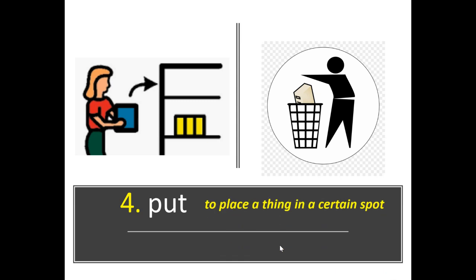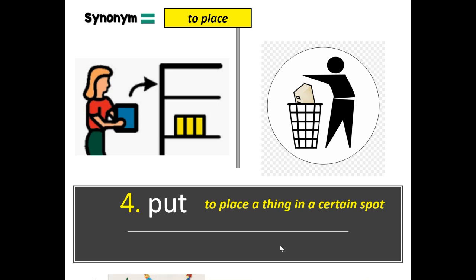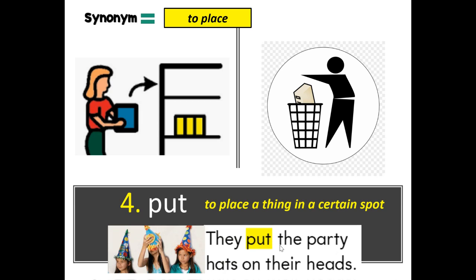Put means to place a thing in a certain spot, put. A synonym or a similar word could be to place. They put the party hats on their heads. So you could also say they placed the party hats on their heads. How do I use it? Please put the glass jar in the sink, or please place the glass jar in the sink. Have you ever forgotten where you put something? Or have you ever forgotten where you placed something? So put is the same as place, put.